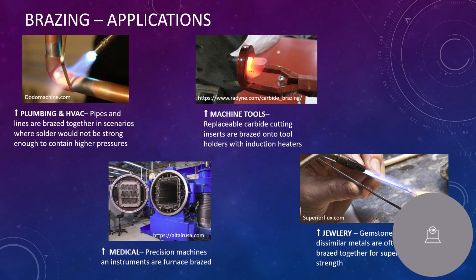Common applications of brazing are plumbing and HVAC, where it's used extensively to connect high pressure refrigerant lines or other copper lines typically. Machine tools use brazing to connect dissimilar materials. For example, attaching a carbide cutting insert onto a steel tool holder, as shown in this image, using induction brazing. The medical industry uses furnace brazing to produce high precision parts, and jewelers can use brazing in order to join gemstones to other dissimilar metal materials.